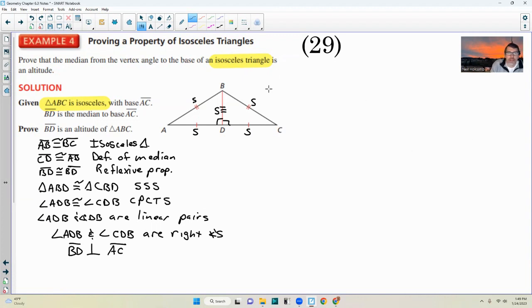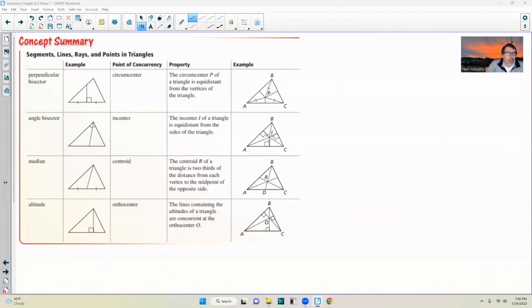Now that this example is done, you should be able to do problem number 29 in your problem set. Concept summary: segments, lines, rays, and points in triangles. We have a perpendicular bisector. A perpendicular bisector cuts the base into two congruent pieces and is 90 degrees. The point of concurrency is a circumcenter. I'm not going to go through all of this, I'm just going to read the three here.